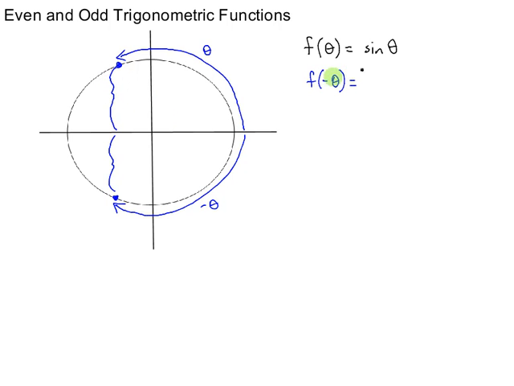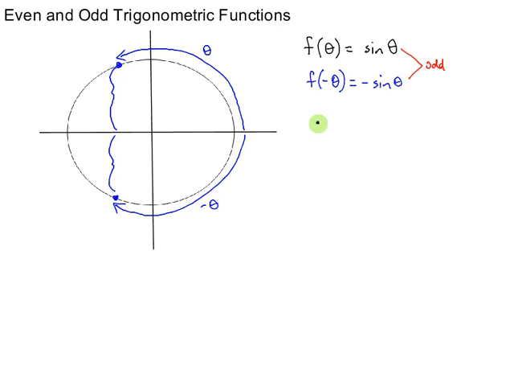So f of negative theta is going to be the same as f of theta, the y-coordinate up here, except it will be the opposite, right? Because this is down, so it'll be the opposite value. Okay? Therefore, since f of theta is sine of theta and f of negative theta is the opposite of that, sine of theta is an odd function.